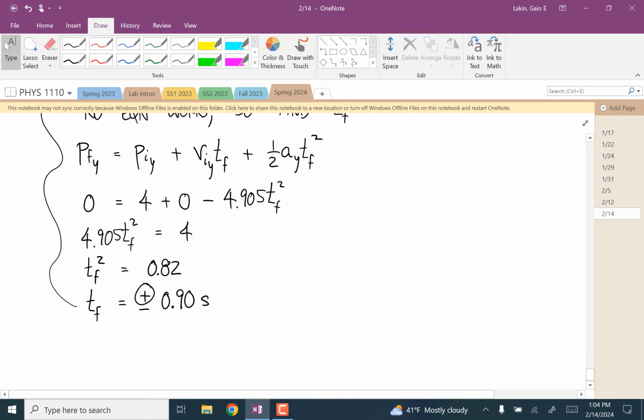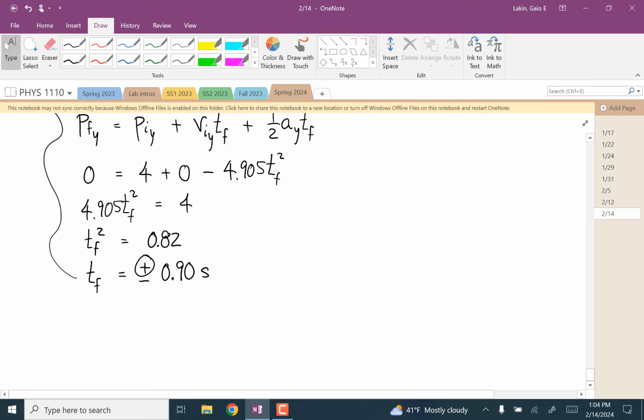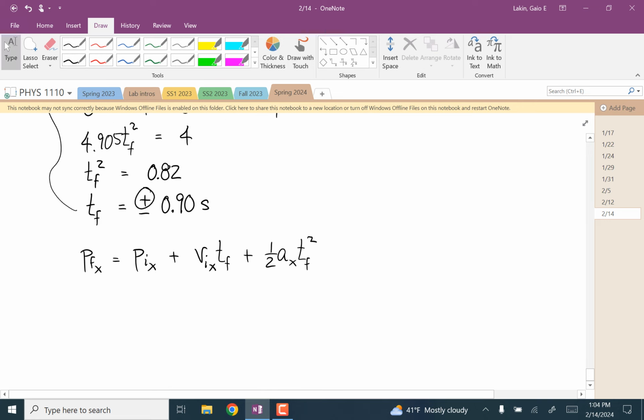And we can look for an equation to find Pfx. So the one that works is this one. Pfx is what we're trying to find. Pix is 0. Vix is 10. So 10 times 0.9.